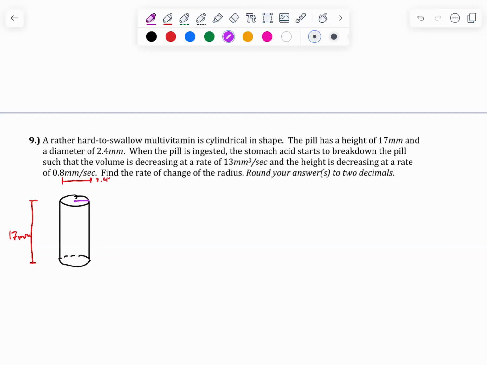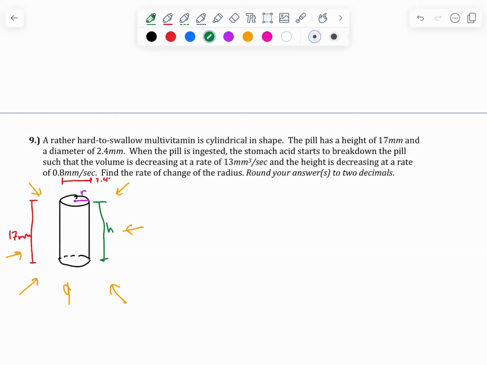So we have an unknown radius r, because this thing is going to start shrinking, and we have an unknown height. Now that we've drawn our picture that's trying to tell us important things, we know that the height is 17 at the start, but we don't know what the height is after a certain amount of time. That's going to be basically the initial condition.